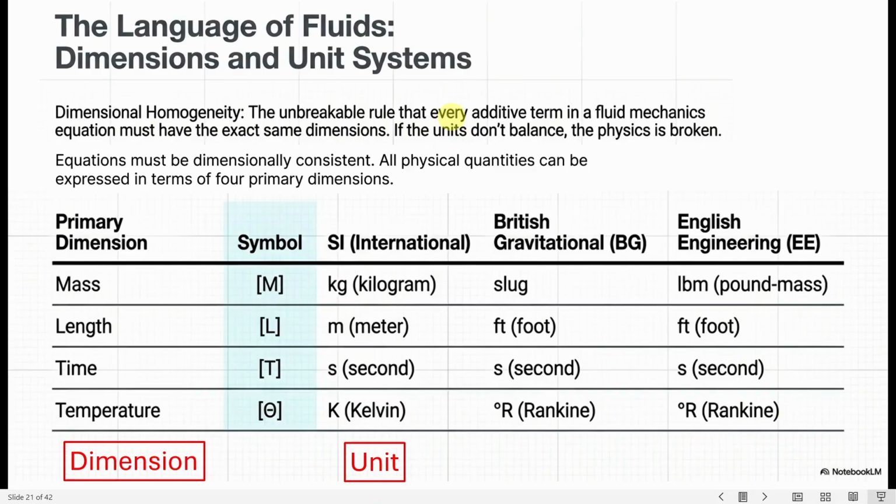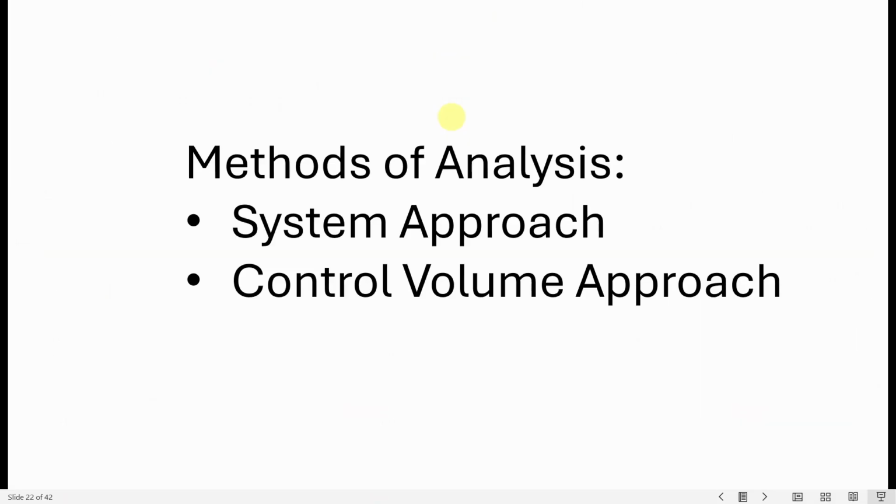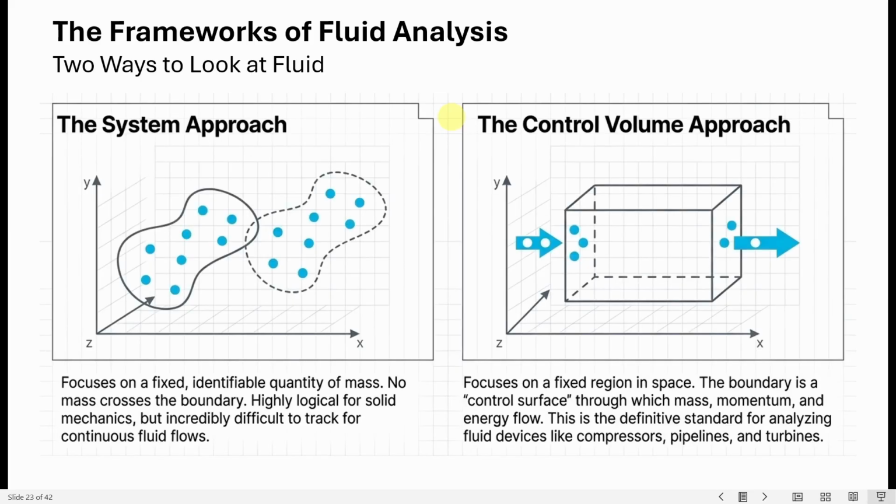All right. And now I'd like to move on to the next topic, which is the method of analysis. So when we are analyzing any fluid mechanics problem, we have a choice to make. Okay, how do we actually track what is happening? So in the world of physics, we have two primary frameworks, which are the system approach, the left side, and the control volume approach, the right side.